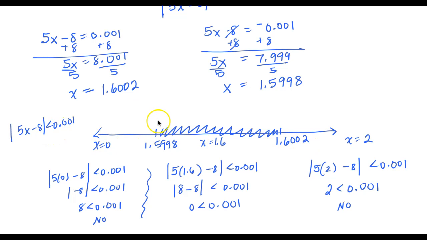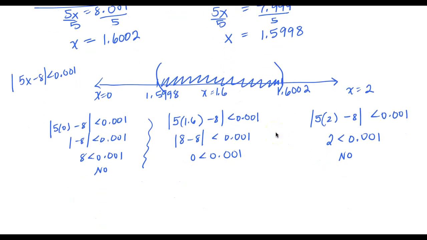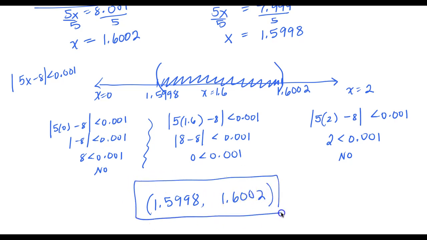Because there's no equal sign, again, we're going to use parentheses or open circles. So our final answer is going to be 1.5998, 1 and 5,998 10,000ths, all the way to 1.6002, 1 and 6,002 10,000ths. And that ends example 8.